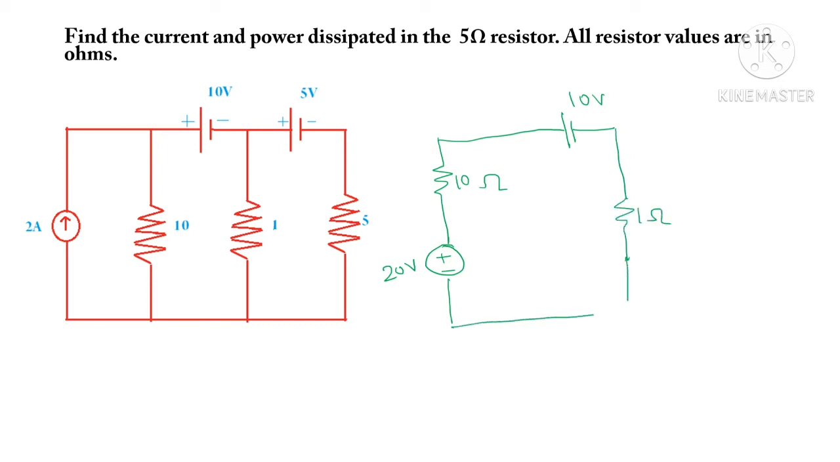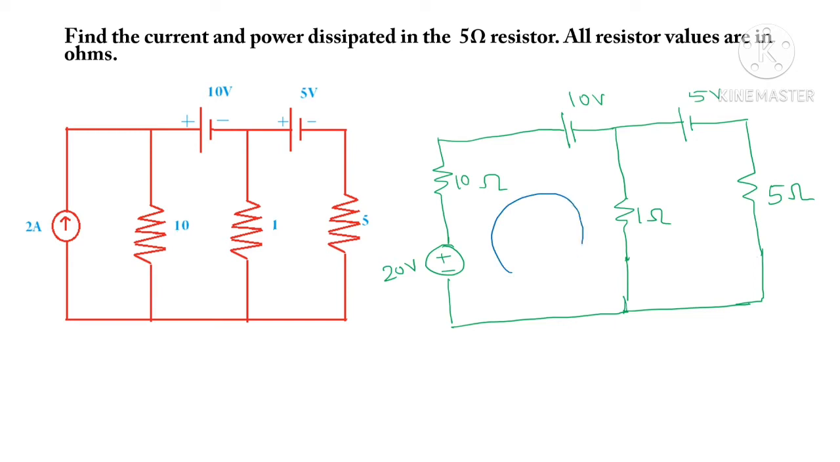We also have another 5 volt battery, and we have a 5 ohm resistor. So to find the current which is flowing through this 5 ohm, let us apply KVL to 2 loops. So this is the first loop. We consider the loop current as I1. This is the second loop. We consider this loop current as I2.